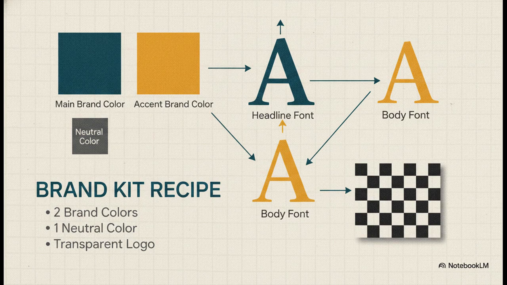You really want to limit yourself to a very specific set of core assets. Keep it simple. 2 brand colors, your main one and an accent. Throw in 1 neutral color, like black, white, or gray to balance things out. For typography, stick to exactly 2 fonts, 1 for headlines, 1 for body text. And obviously, grab your logo file, ideally a PNG with a transparent background. Setting up these constraints right off the bat gives you a repeatable system that you'll use over and over.